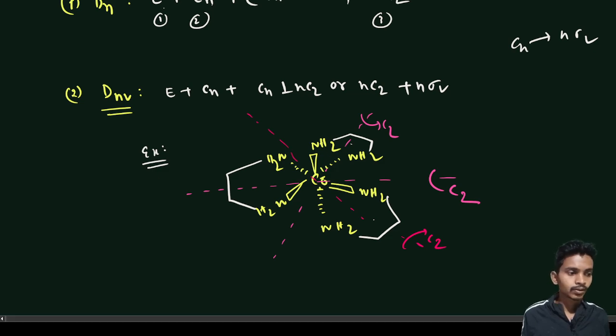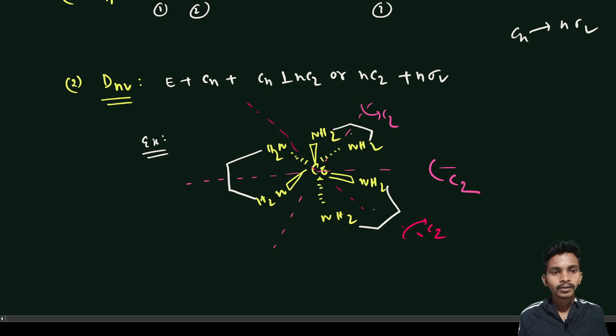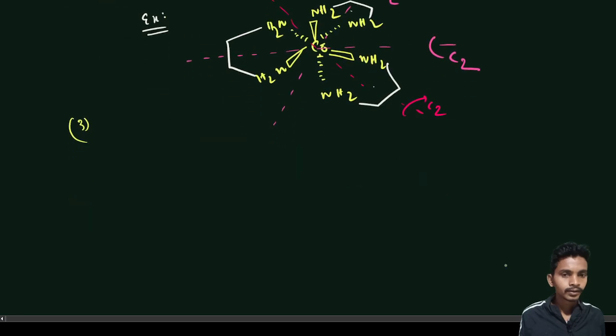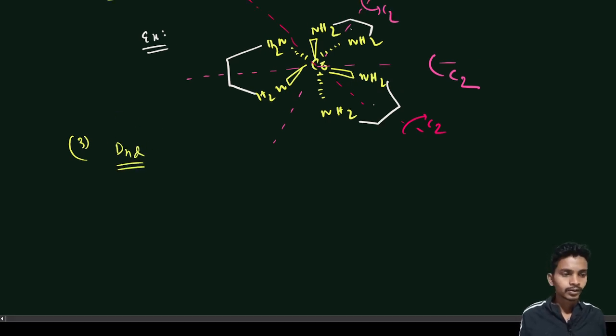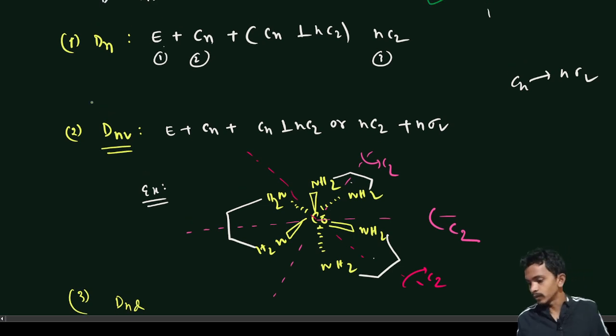Okay, first let's talk about all the examples. And the third group we have is Dnh point groups, or you can say Dnd point groups. Let's look at Dnd point groups first.